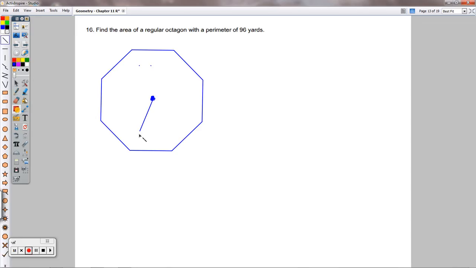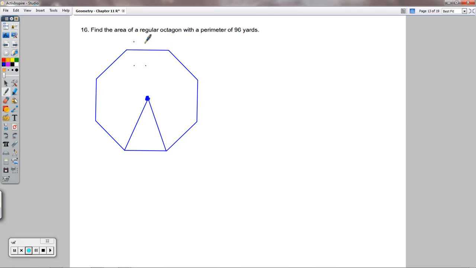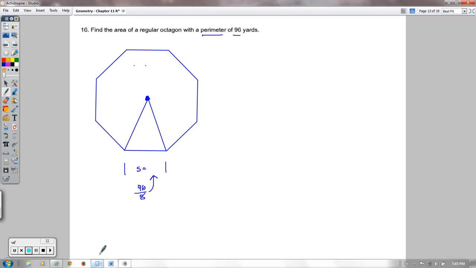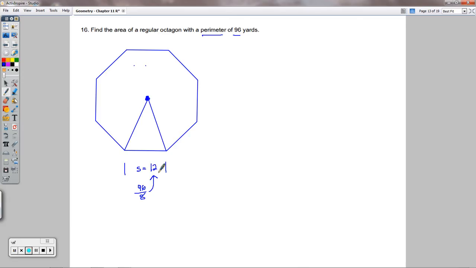And then a triangle is something that I'll need to draw in here to think through this one. So the area of a regular octagon, we know an octagon has 8 sides. Perimeter is 96. That's going to be important here. That will allow me to get this side length. My S value is going to be just 96 divided by how many sides there are. 96 divided by 8 is going to be 12. So from here to here is 12.